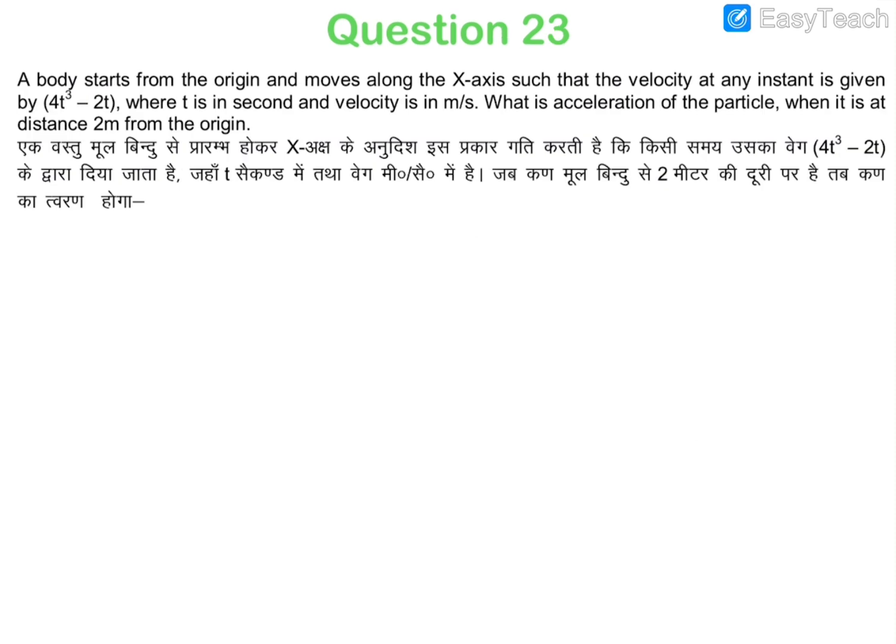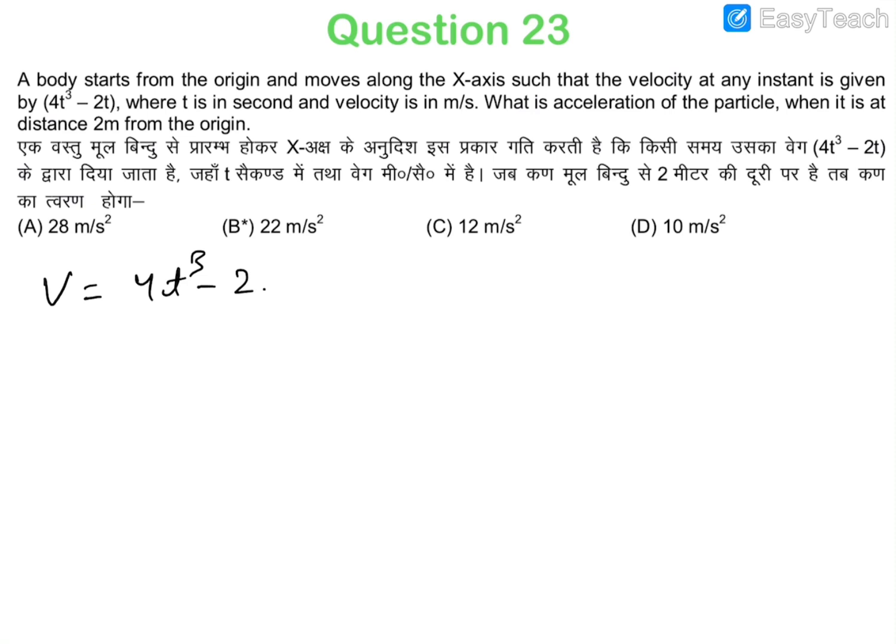In this question you can see that a body starts from origin and moves along the x-axis such that its velocity at any time is given by 4t cube minus 2t. And what is the acceleration of the particle when it is at a distance of 2 meters from origin? So first of all, v is equal to 4t cube minus 2t, and a is equal to 12t square minus 2.